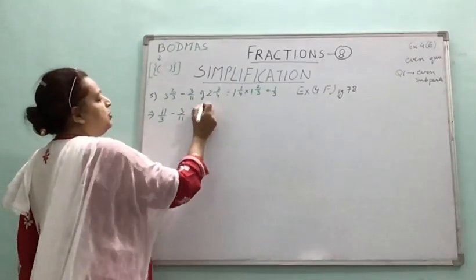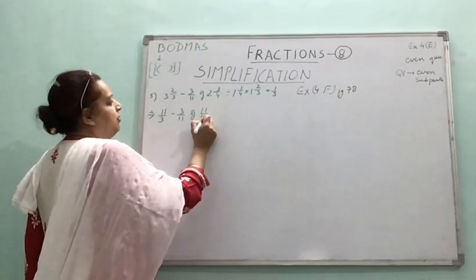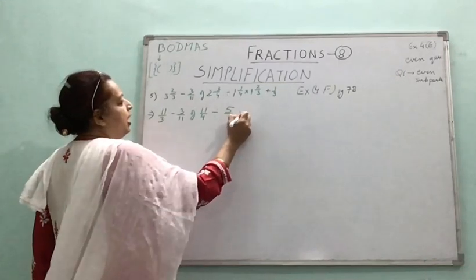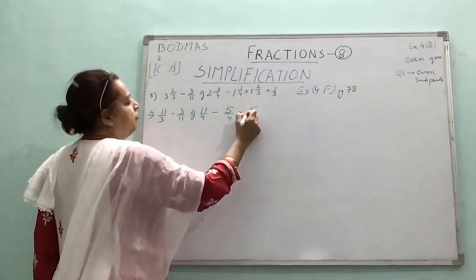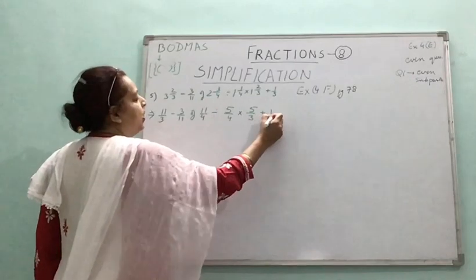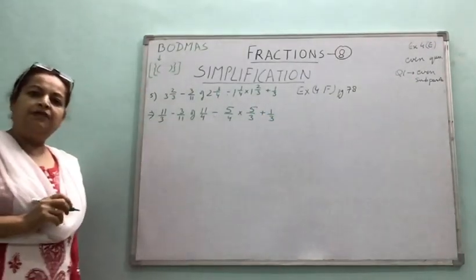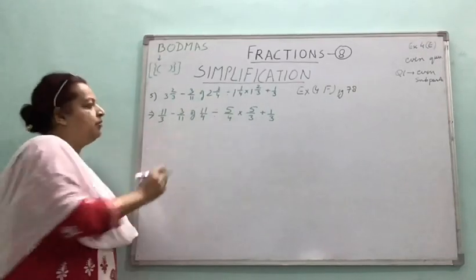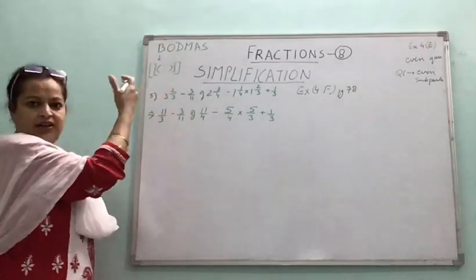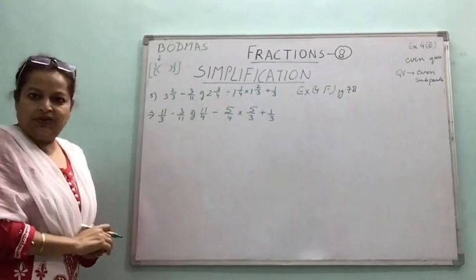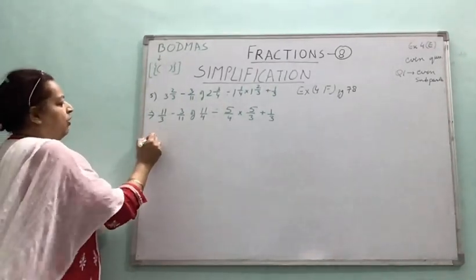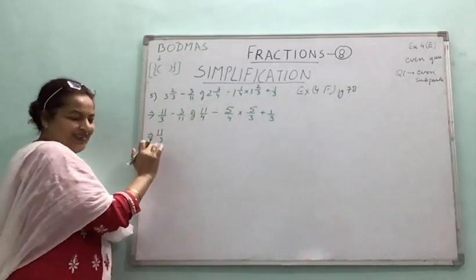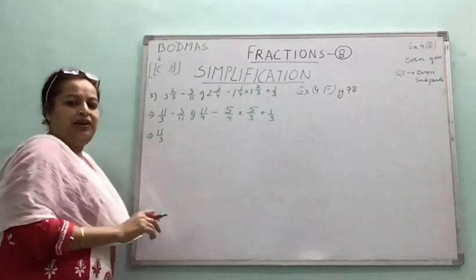Now 4 into 2, 8 plus 3, 11 by 4 divided by 4 plus 1, 5 by 4 into 3 plus 2, 5 by 3 plus 1 by 3. So in my first step I have just converted mixed fraction to improper fraction. Now no brackets there, so we don't have to do that. Of means multiplication of these two. Right? Now if it is reducible, we'll reduce it.